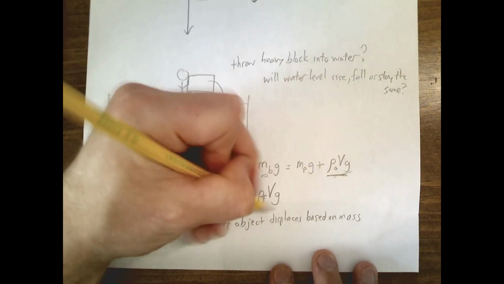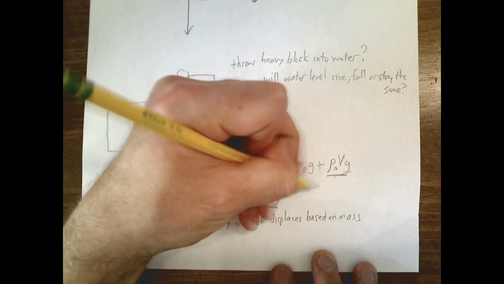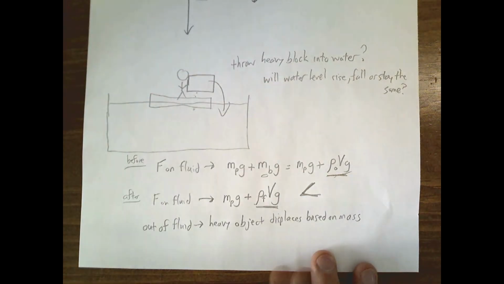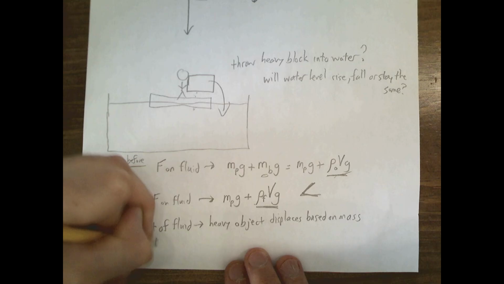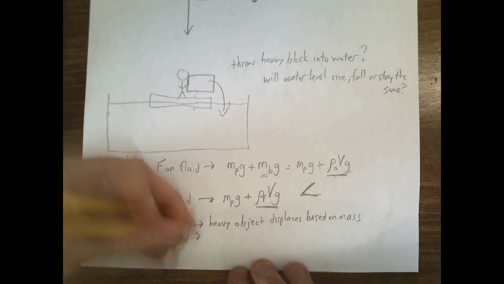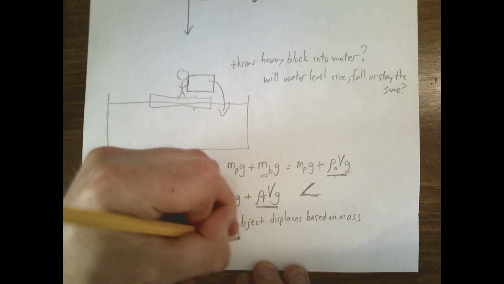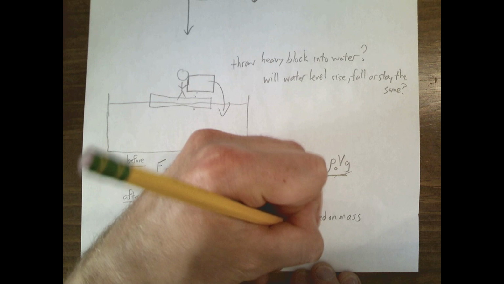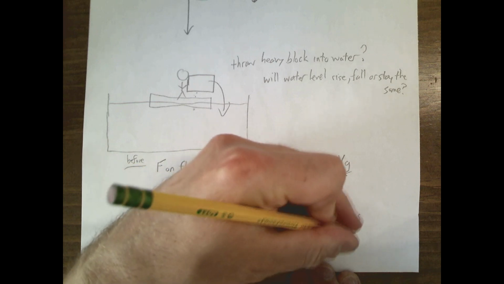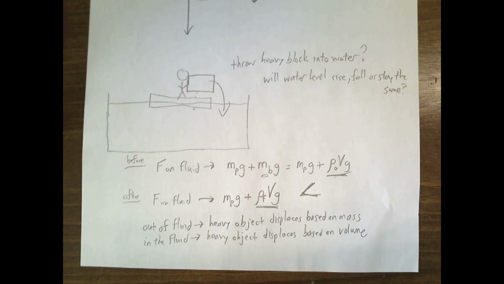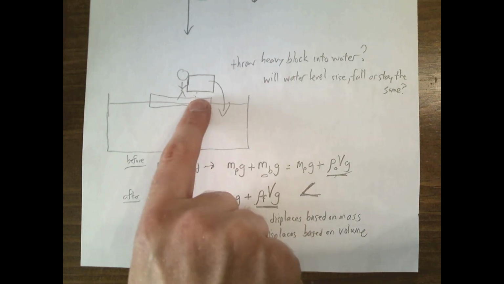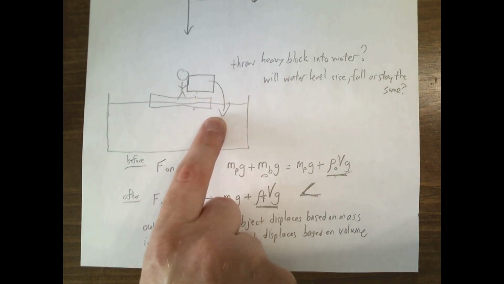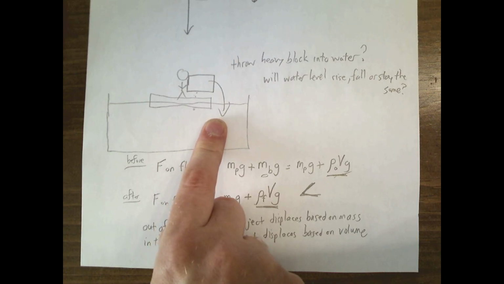So this term here was greater than this term. There's the alligator, greater. It's based on mass. In the fluid, the heavy object is displacing based on its volume. It's based off the fluid's mass for that same volume. So this is interesting. This means that once the block is actually thrown in off the raft into the pool, the water level is going to go down.